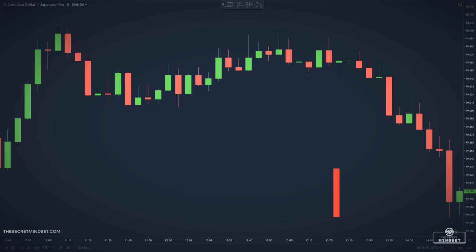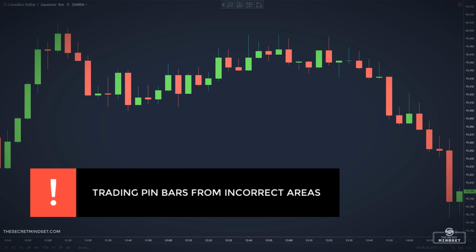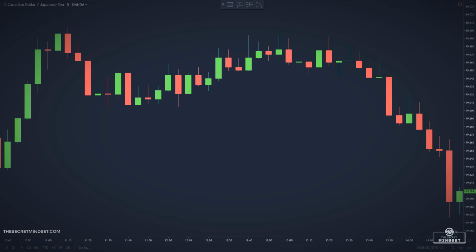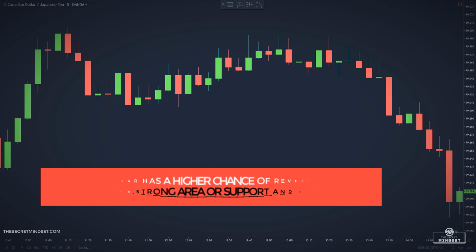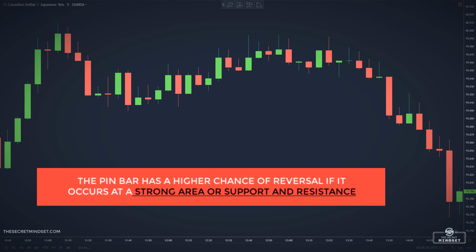Trading pin bars from incorrect areas on the chart is another big problem, which is getting traders into trouble. You cannot enter a trade just because you see a valid pin bar. The pin bar has a higher chance of reversal if it occurs at a strong area of support or resistance.